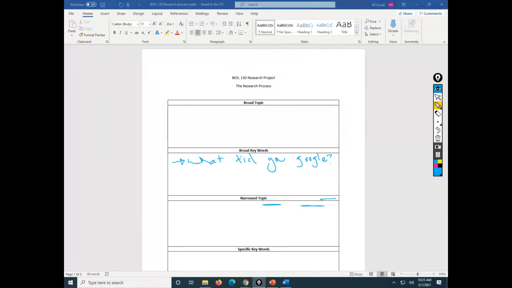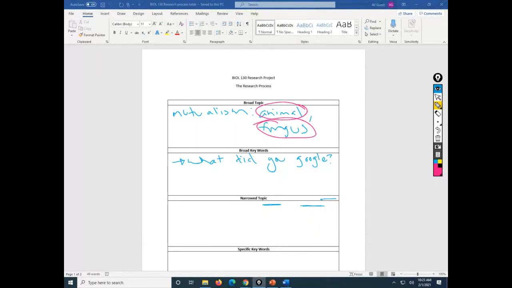Okay, my narrow topic then, tell me how you fix your original topics. Remember, my broad topic was mutualism, animal, fungus. And if I look at this, animal is a problem. I can't write a paper on all animals. Fungus is a problem. I can't write a paper on all fungi, right?